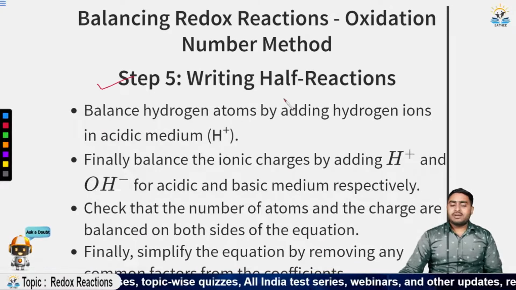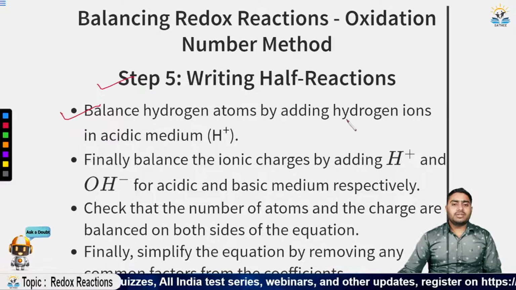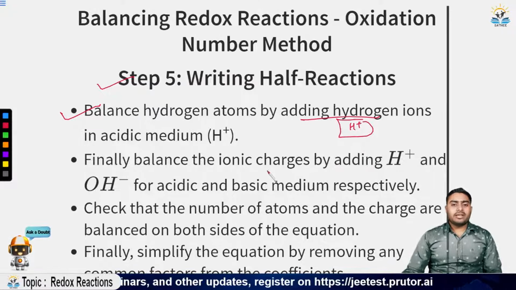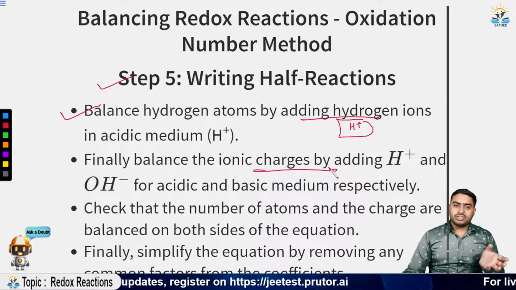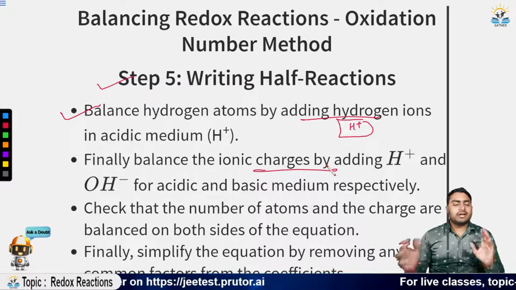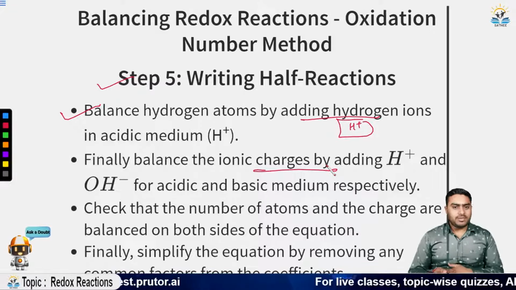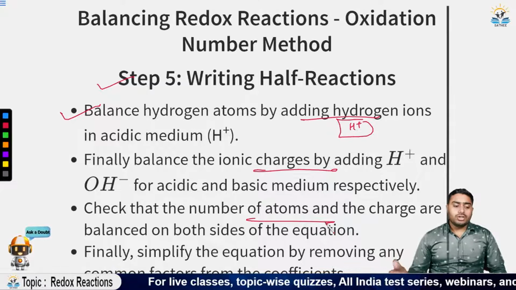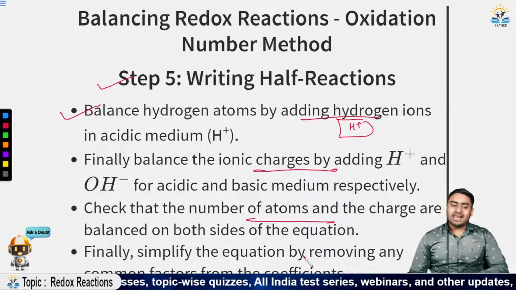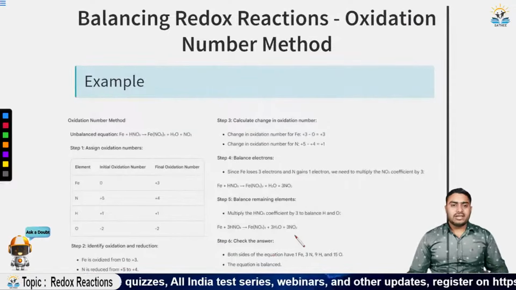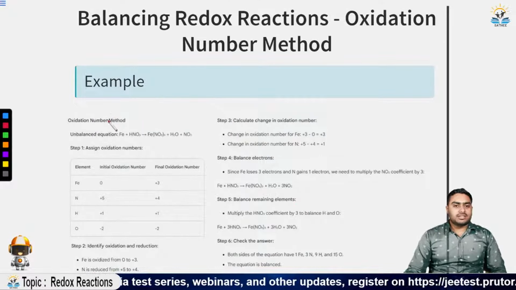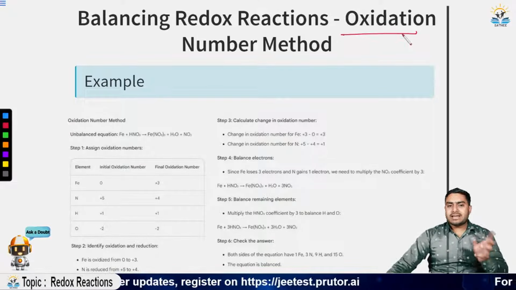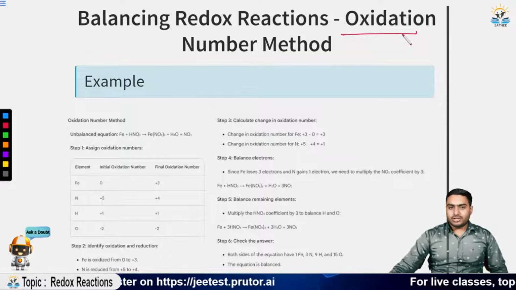Step 5, writing half reactions. In writing half reactions, balance hydrogen atoms by adding hydrogen ions, okay, if it is an acidic medium. Finally balance the ionic charges by adding H positive and OH negative respectively, like H positive for acidic medium and OH negative for basic medium. Okay, check that the number of atoms and the charge are balanced on both sides or not. Finally simplify the equation by removing any common factors from the coefficients. For example, you can see this reaction, okay, and we are doing this example with the oxidation number method. Then the next example we will do with the ion electron method.